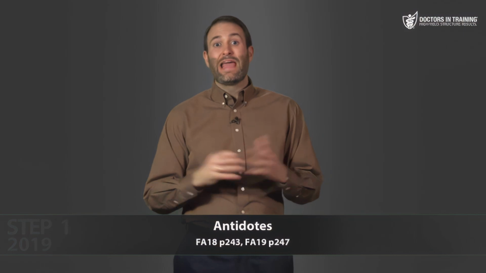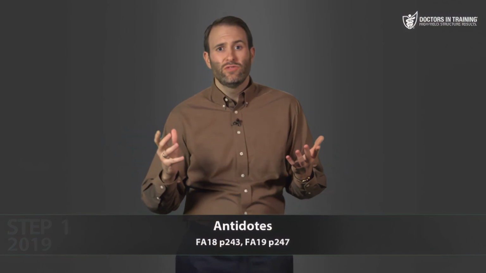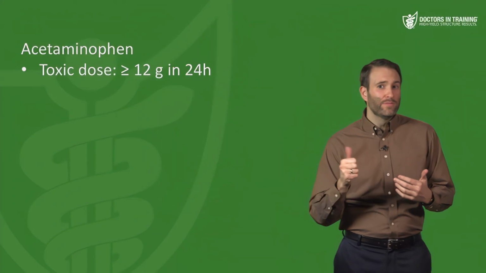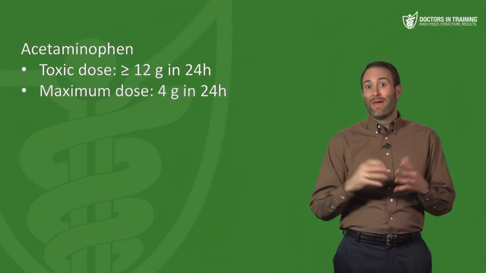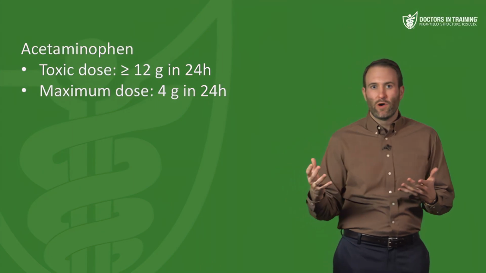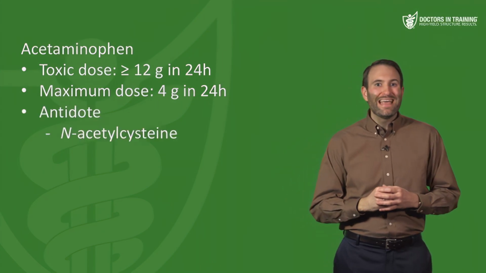Next, we have acetaminophen. So this is found in nearly every household. So what's the toxic dose here? Well, at least 12 grams in a 24-hour period is going to be a toxic dose, and the recommended maximum dose is about 4 grams in a 24-hour period. Now, the antidote for this is N-acetylcysteine.